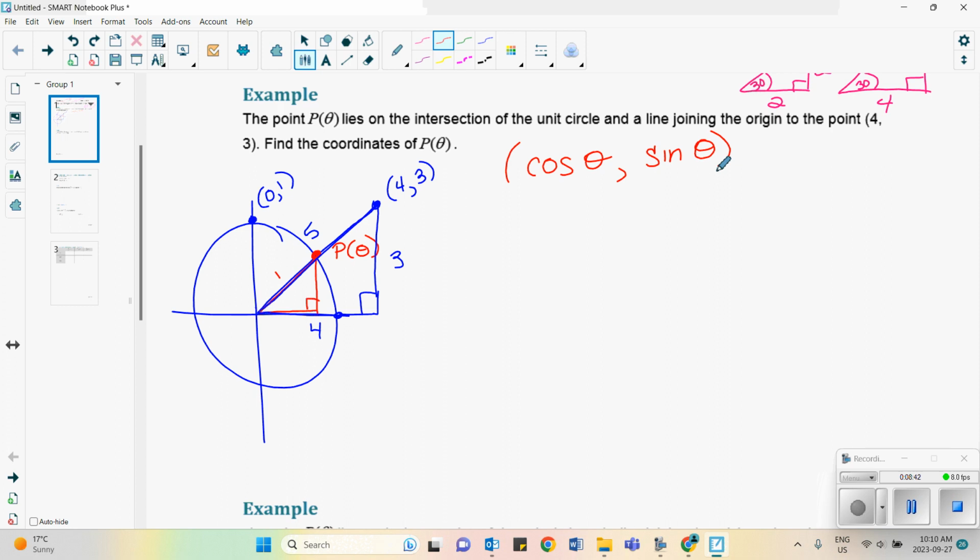Now, somebody on the quiz the other day said, how am I supposed to know that? Well, we proved it in 4.1. I don't expect you to prove it every time. You need to commit it to memory. Alphabetical order, cos first, sine next, x, y, alphabetical order, get it? So you need to know this. So all we really have to do is find the ratios of sine and cos of the big triangle.